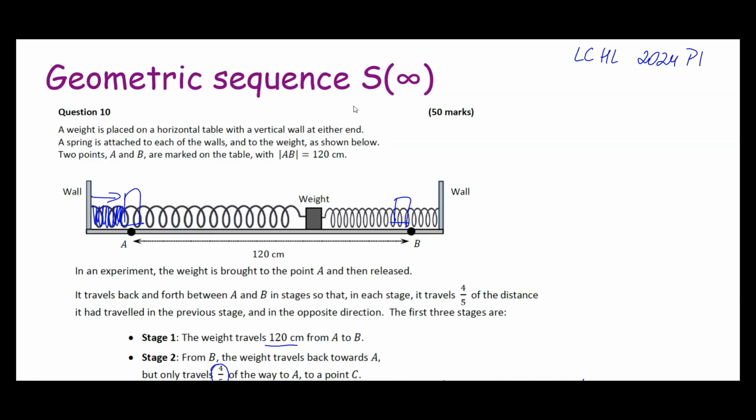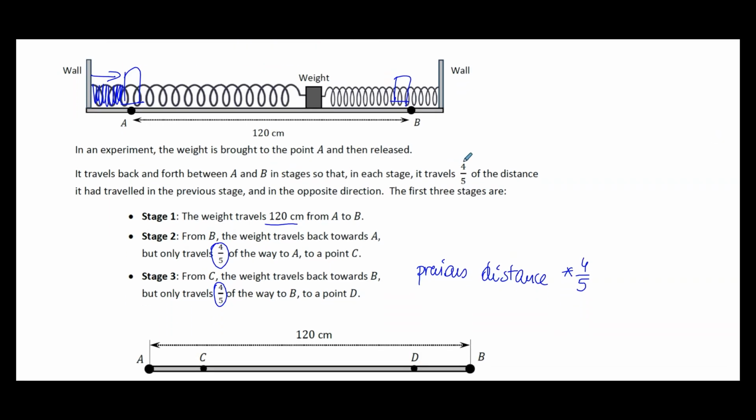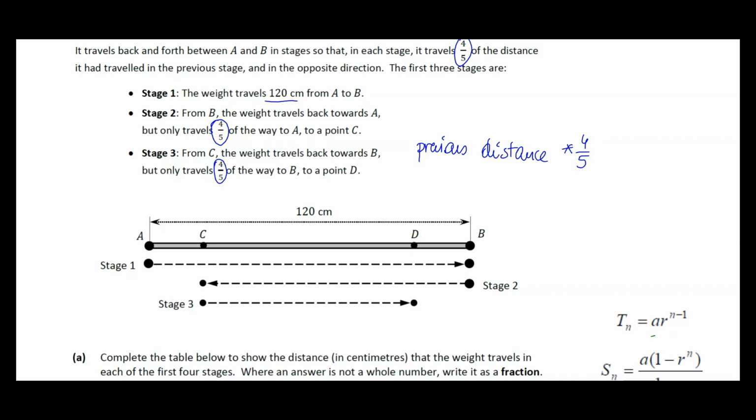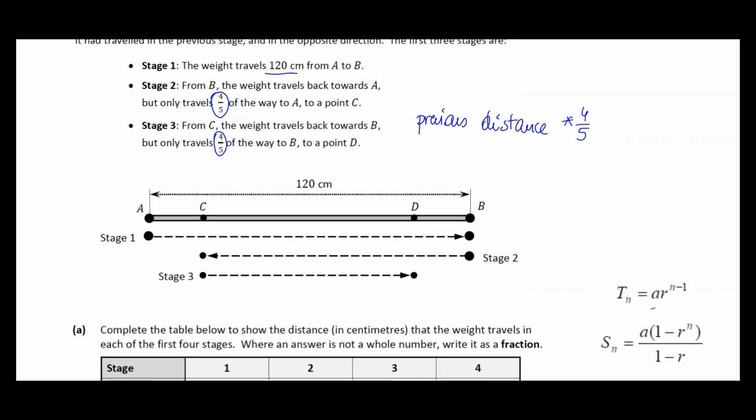The last aspect of geometric sequence we'll be looking at is the sum to infinity. In this particular question, it's about a weight, two walls and a spring that is connected to the weight. That weight is first brought to point A and then released. Because that spring is squashed, with that force, it pushes that weight to point B. However, each time, the distance the weight travels is getting smaller, and we are told that it is 4/5 of the previous distance. So every previous distance is multiplied by 4/5, and that's what makes it a geometric sequence.